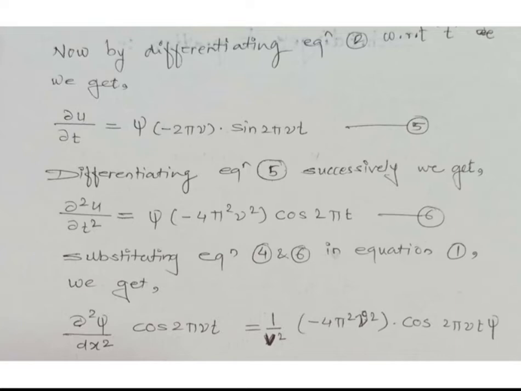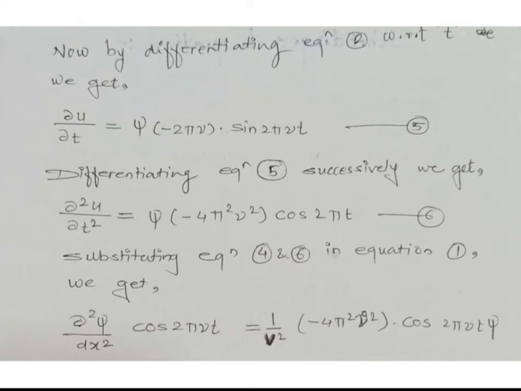So simply the equation is del square u divided by del t square is equal to psi and minus 2 pi nu into plus 2 pi nu, which becomes minus 4 pi square nu square, and sine will convert into cos. So cos 2 pi nu t is here, and this is our equation number 6.